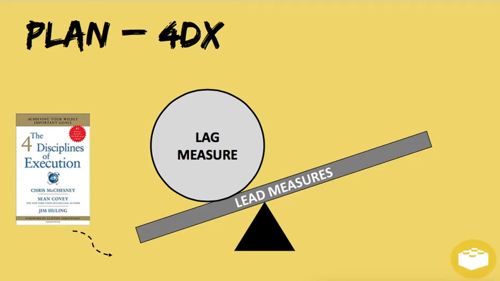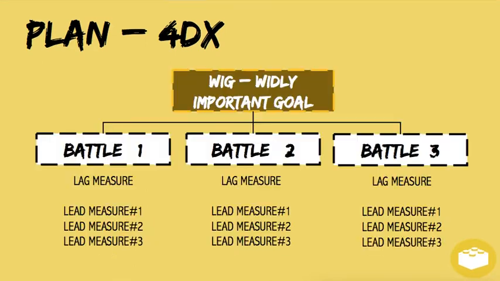Our lag measure is the measure that directly impacts our battle. So in this image, it's the ball. I want to lift the ball, so I want to increase my lag measure. And the lead measure is this bar that if I move this bar, which is easier than actually moving the ball, I'm going to be impacting the lag measure, but in an easier way. So in terms of structure, the WIG, the widely important goal, is my main objective. I have battles, which are the things that I'm going to fight, I'm going to strike in order to achieve my goal. To measure my battles, I use one lag measure and then 1, 2, or 3 lead measures that are going to make fighting for this battle easier.